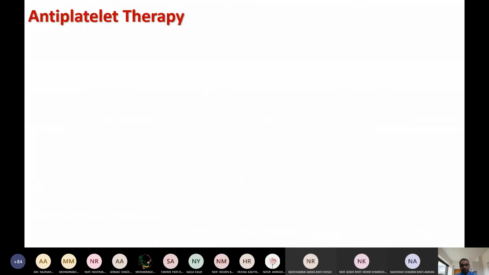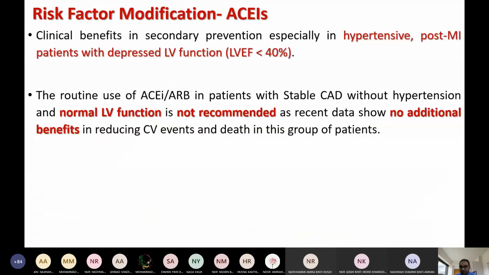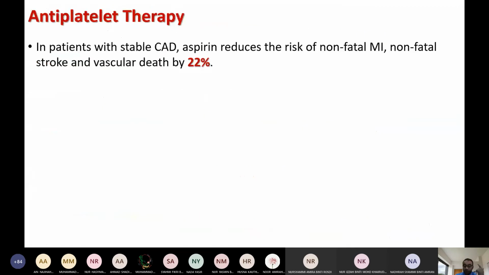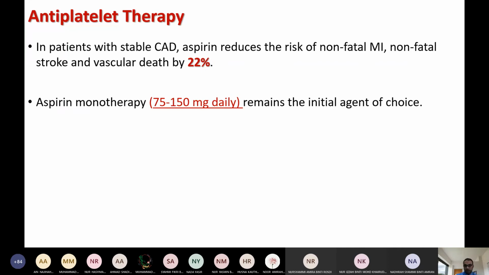So what else, brothers and sisters? Now we are still in risk factor modification. We have, one, the lipid-lowering therapy or lipid-modifying agents. Second, the ACE inhibitor. Third, the antiplatelet therapy. The antiplatelet therapy is one of the most important therapies in patients with ischemia in general, and there is a lot of evidence that aspirin can reduce the risk of non-fatal myocardial infarction, stroke, and vascular death by up to 22% as an outcome in patients with stable coronary artery disease.